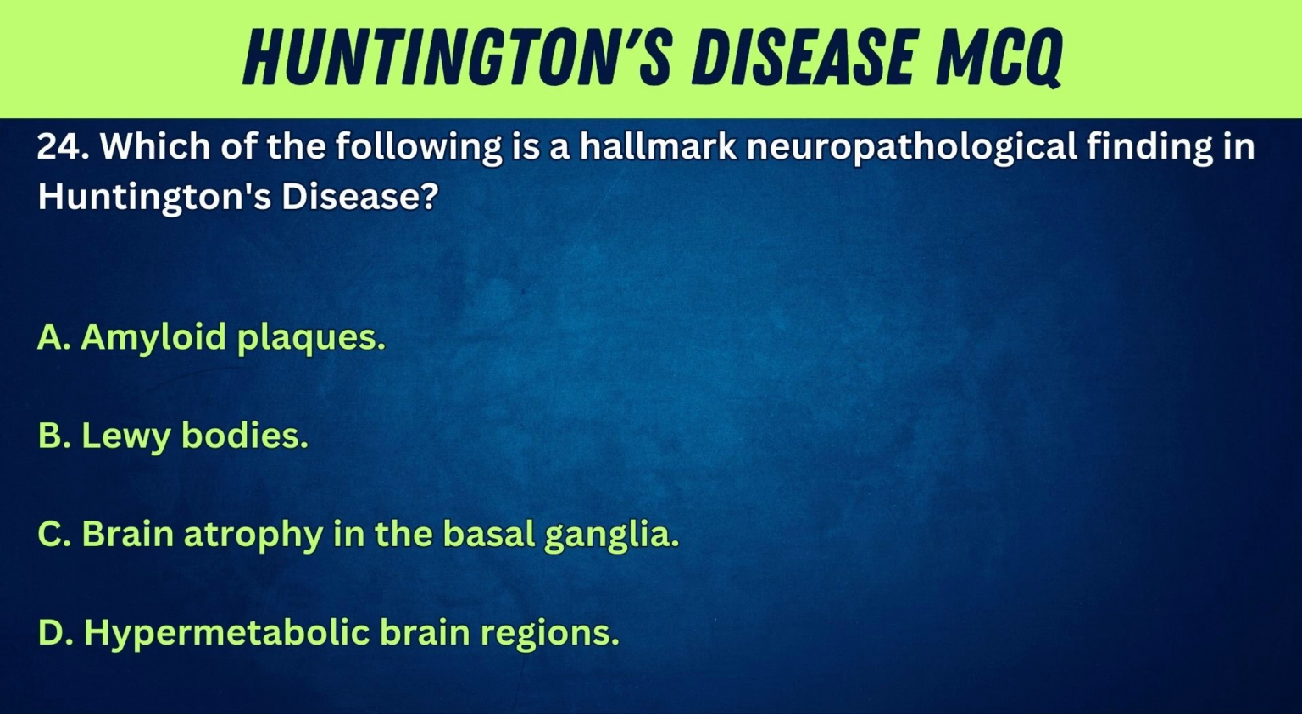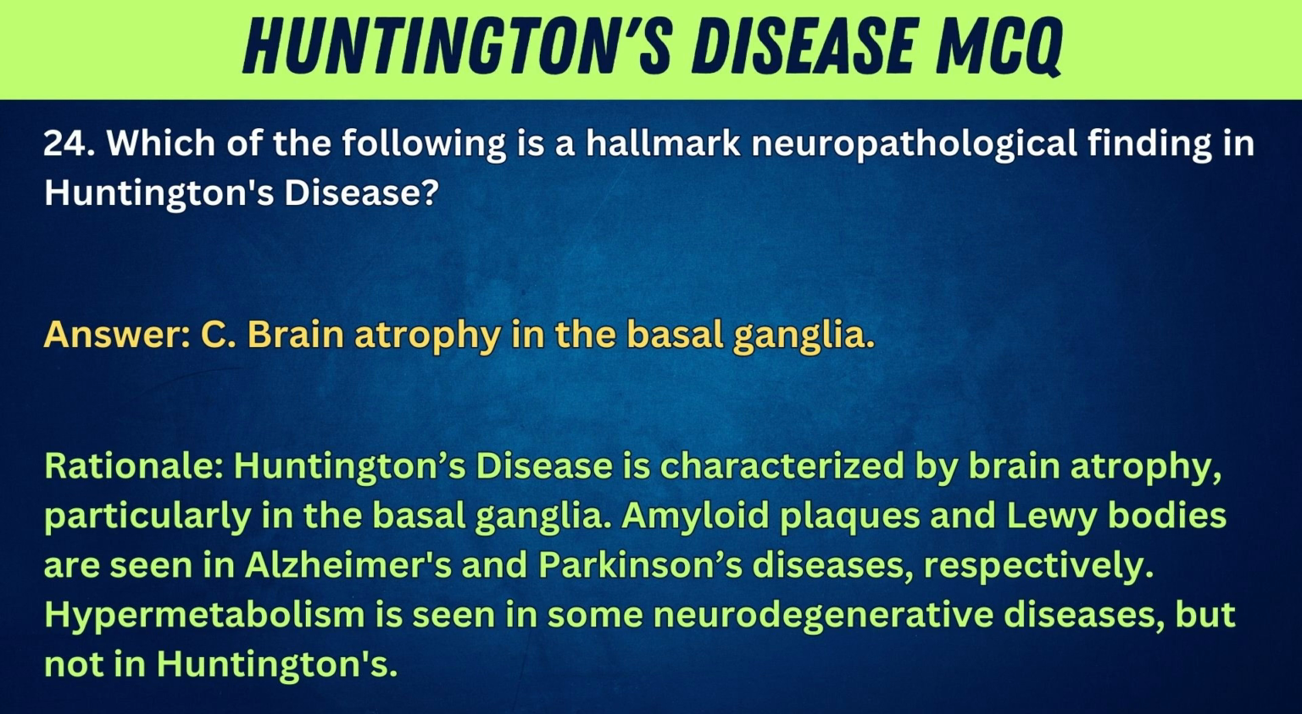24. Which of the following is a hallmark neuropathological finding in Huntington's disease? A. Amyloid plaques. B. Lewy bodies. C. Brain atrophy in the basal ganglia. D. Hypermetabolic brain regions. Answer: C. Brain atrophy in the basal ganglia.